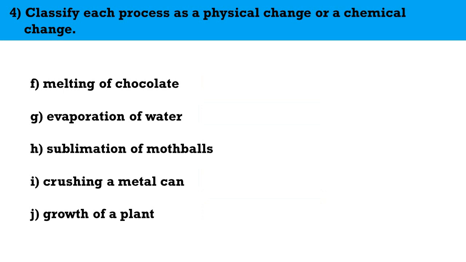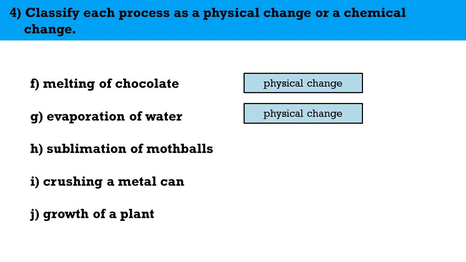Letter F, melting of chocolate. It is a physical change because it is just a phase change from solid to liquid. Letter G, evaporation of water. It is also a physical change. It is because it is just a phase change from liquid to gas. The composition of water is still the same.